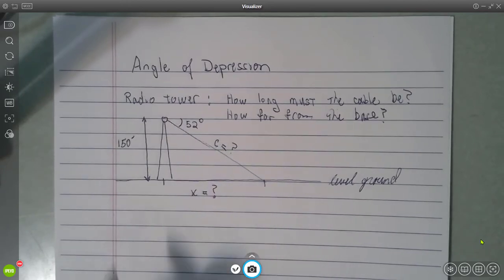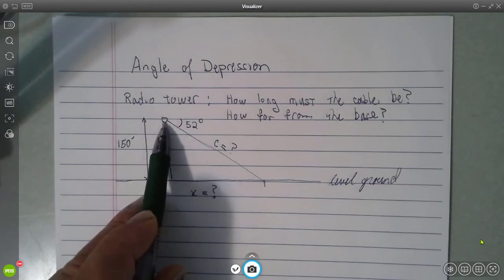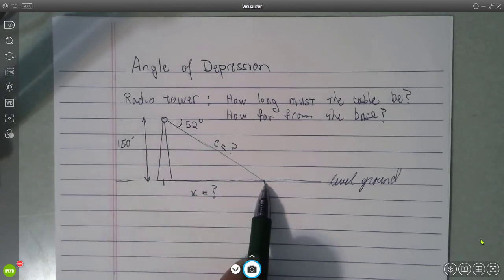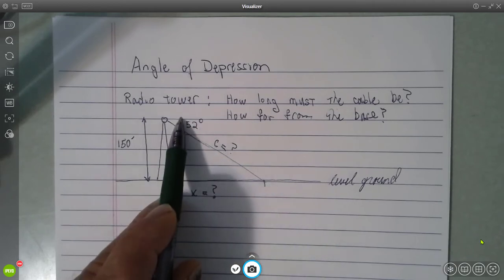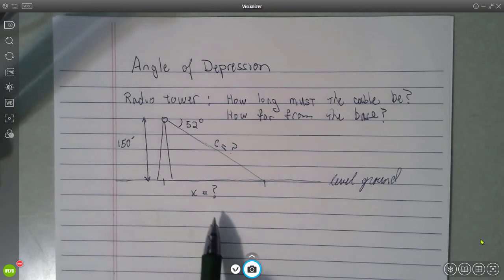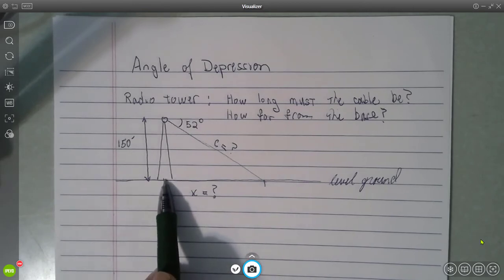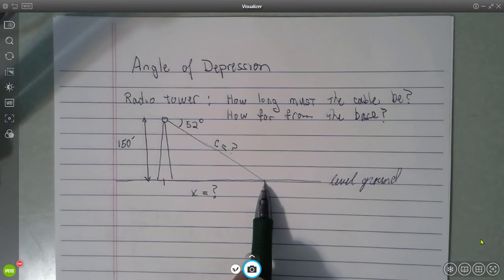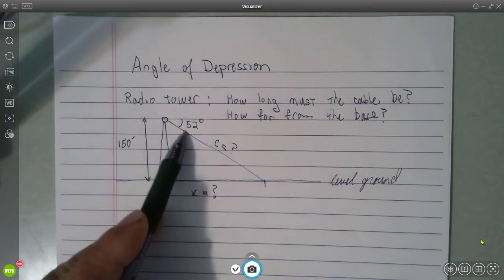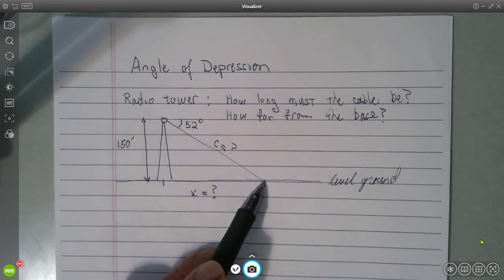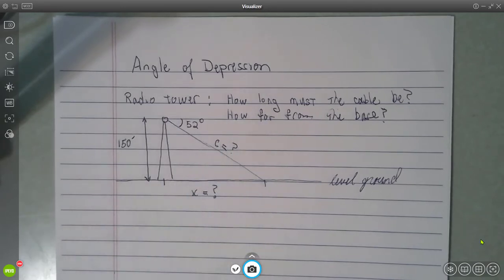In this case, we have a radio tower, an observer up at the top, sighting down to a point on the ground, and the observer finds that this angle of depression is 52 degrees and wants to answer two questions. How far is it from the middle of the base of the tower out to this point? And if it wanted to stretch a cable across here through this line of sight, how long would the cable have to be?